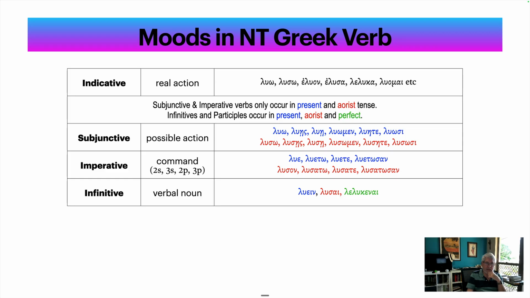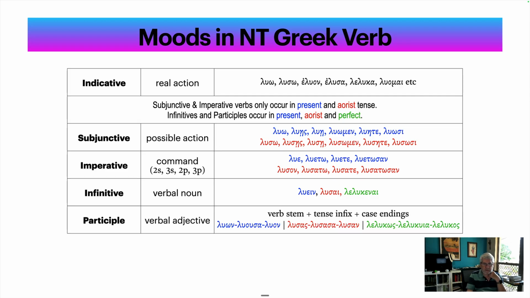And then looking briefly at infinitive and participle. So the infinitive is a kind of a hybrid between a verb and a noun, and looking at its present, aorist and perfect forms, it's going to be luein, lusai, the aorist, and lelukenai, the perfect infinitive form. And there's no he, she, we, they, you, okay? It's infinitive. It's just without that prescription.